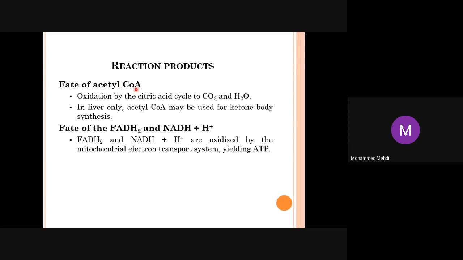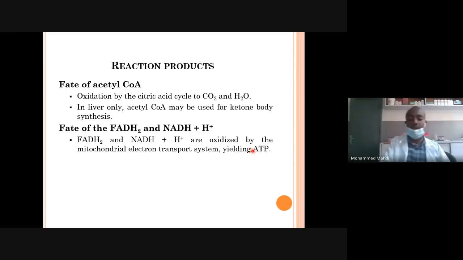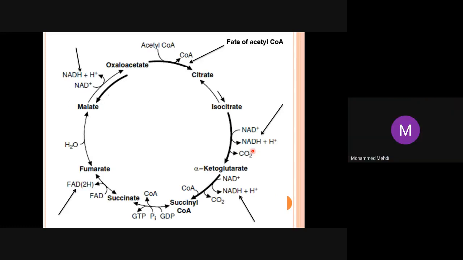Fate of acetyl-CoA: it can be oxidized through the Krebs cycle and electron transport chain. In the liver only, this acetyl-CoA can be used for ketone body synthesis, or ketogenesis. The fate of FADH2 and NADH: they will be re-oxidized in the electron transport chain. As a result, they will produce ATP upon their oxidation in the electron transport chain.